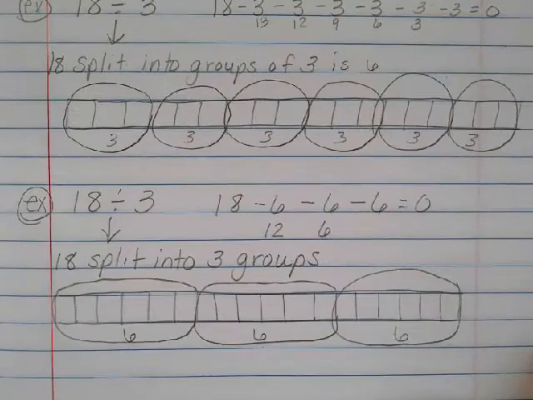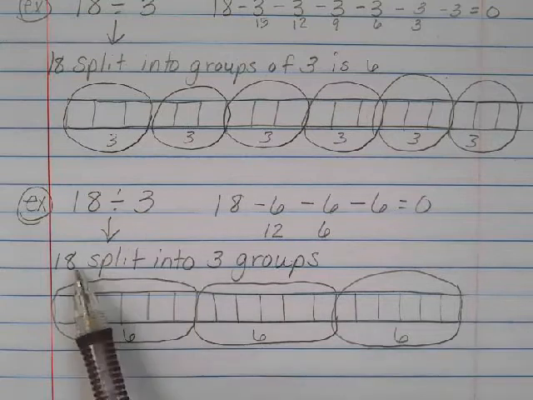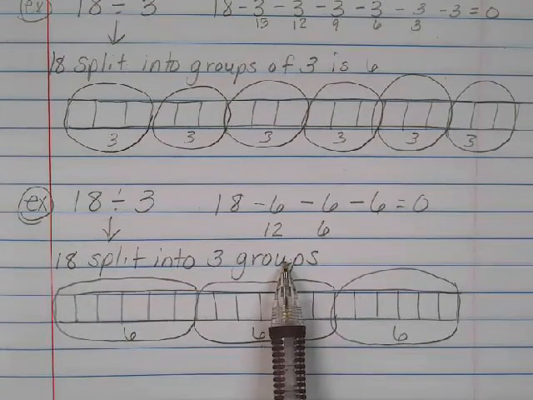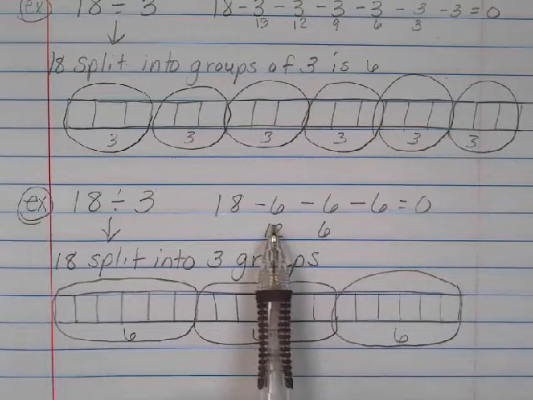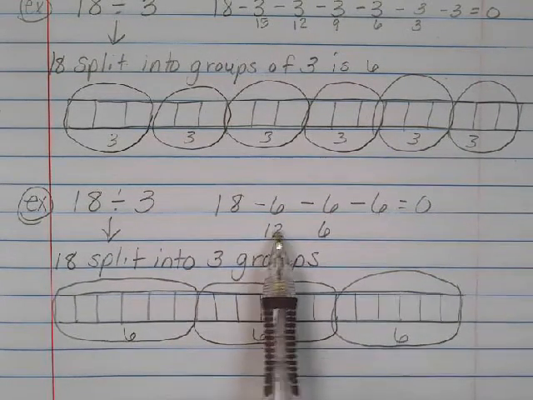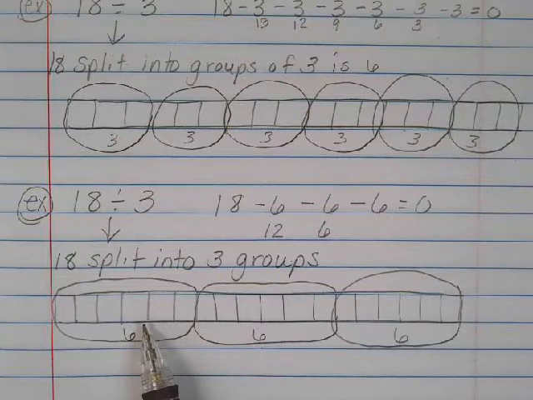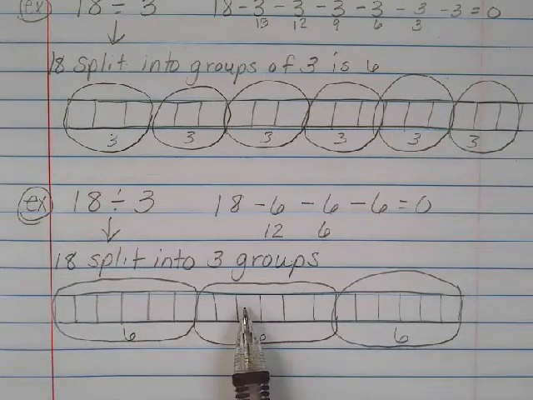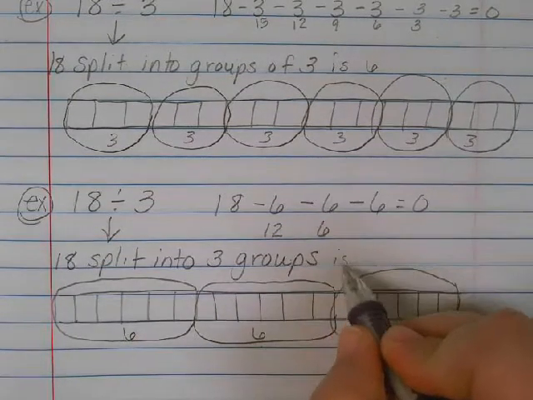Then I looked at the same expression in a different way. This time I looked at 18 divided by 3 as 18 split into 3 groups. I know that one of my facts is 3 times 6 is 18. So I did repeated subtraction for 6. So 18 minus 6 is 12. Minus 6 is 6. Minus 6 is 0. So that told me that on my tape diagram, I needed to put 6 in each group. So I know that 18 split into 3 groups is 6.